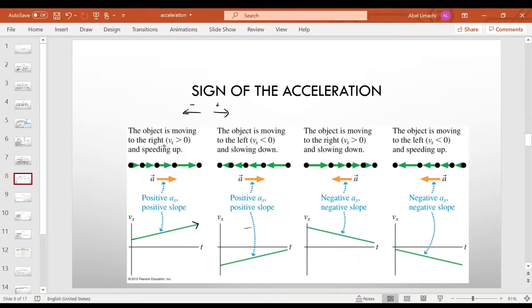So it's already at a positive, so it's going to be speeding up. You see here, as time increases, the velocity also begins to increase. Now here, you can see the acceleration is pointing to the right, which means the slope has to be to the right, but the object is moving to the left, which means it's negative.